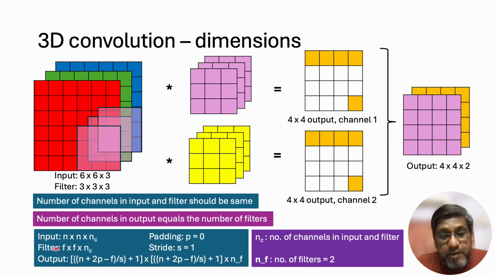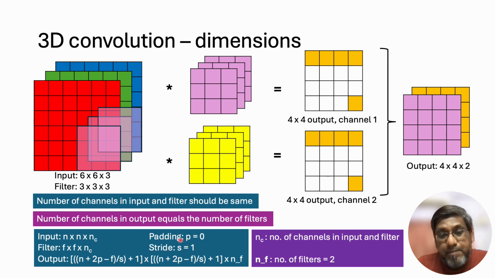The dimensions of the filter is denoted as f by f, which is 3 by 3. We are using each filter of dimensions 3 by 3 pixels. So the width is 3 and the height is 3, and that is denoted by the letter f. So f is equal to 3. And the number of channels of the filter is also n sub c, because the number of channels in the filter must match the number of channels in the input image.